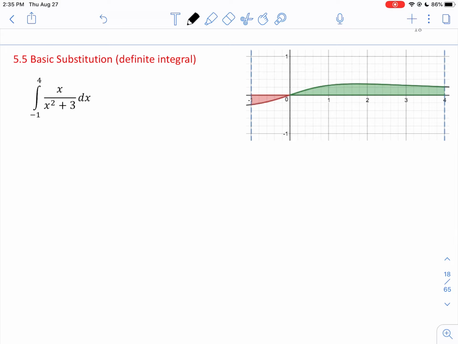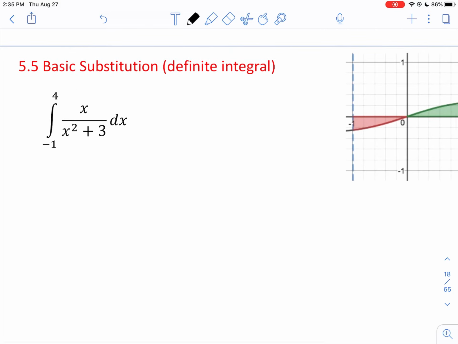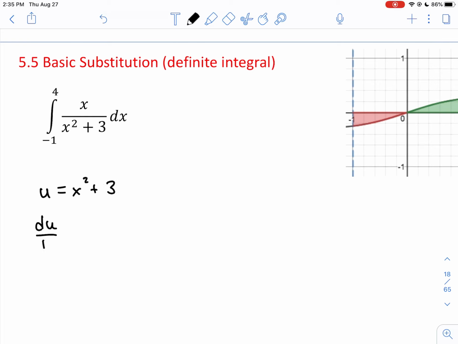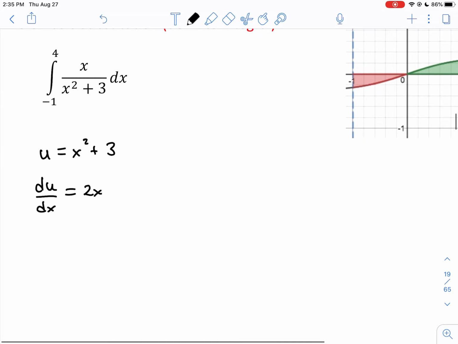All right, our purpose here is to show you how to do a definite integral when there's a substitution at play. Notice that there's an x squared plus 3. The derivative of x squared involves x. So I see a chain rule having occurred here. So I'm going to let u be that denominator, including the plus 3. The derivative of x squared plus 3 is 2x. The plus 3 goes away to 0. And solve this for du.